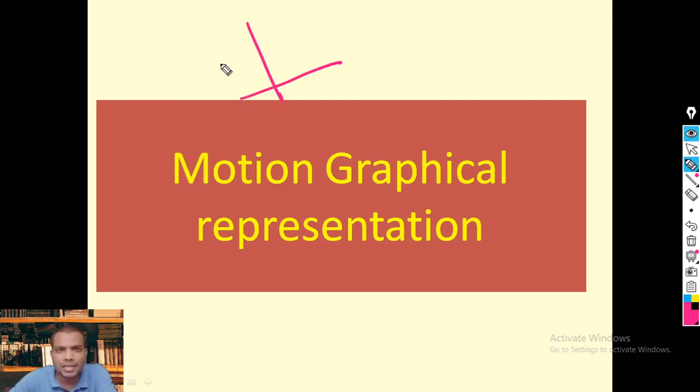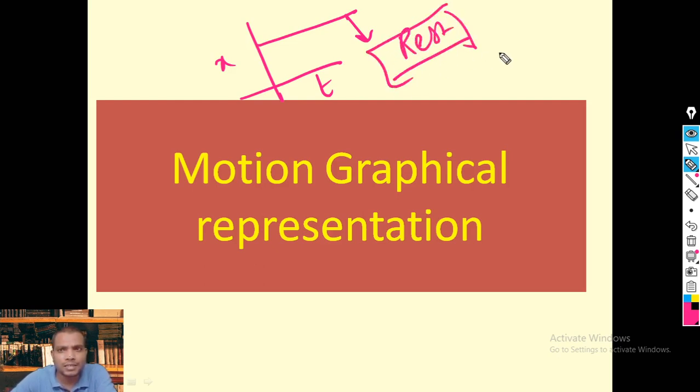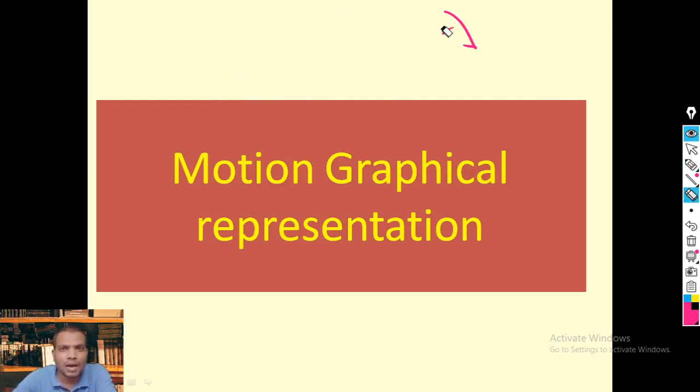If the object is at rest, with respect to position versus time, this is the representation of the graph. With respect to time, the object is at rest. It's a straight line parallel to the time axis. So we came across three different types of graphs: when the object is at rest, when the object is in uniform motion, and when the object is in non-uniform motion.